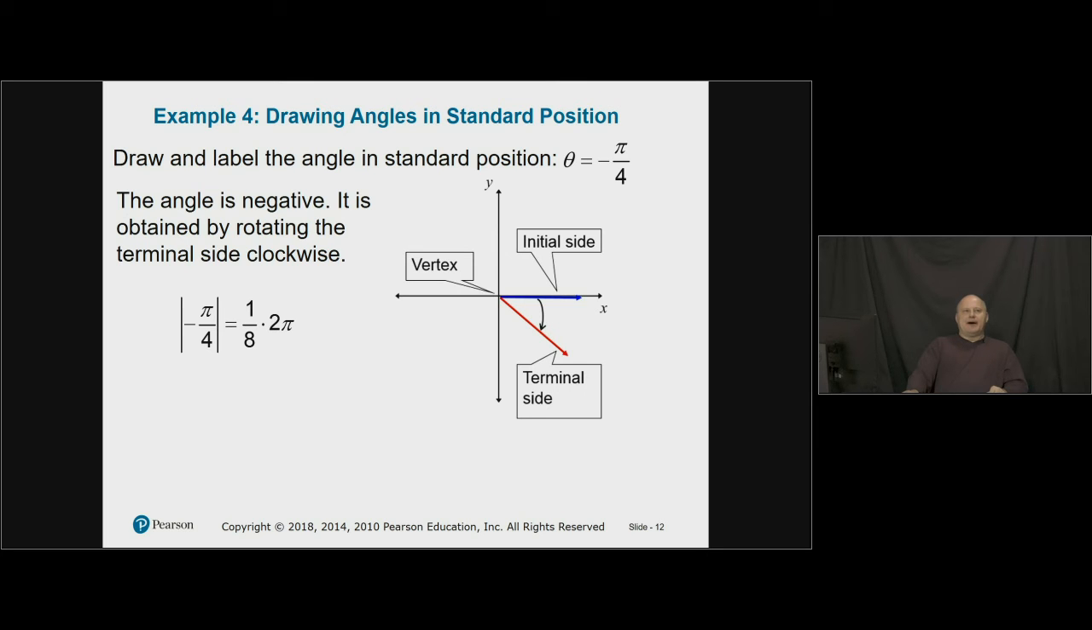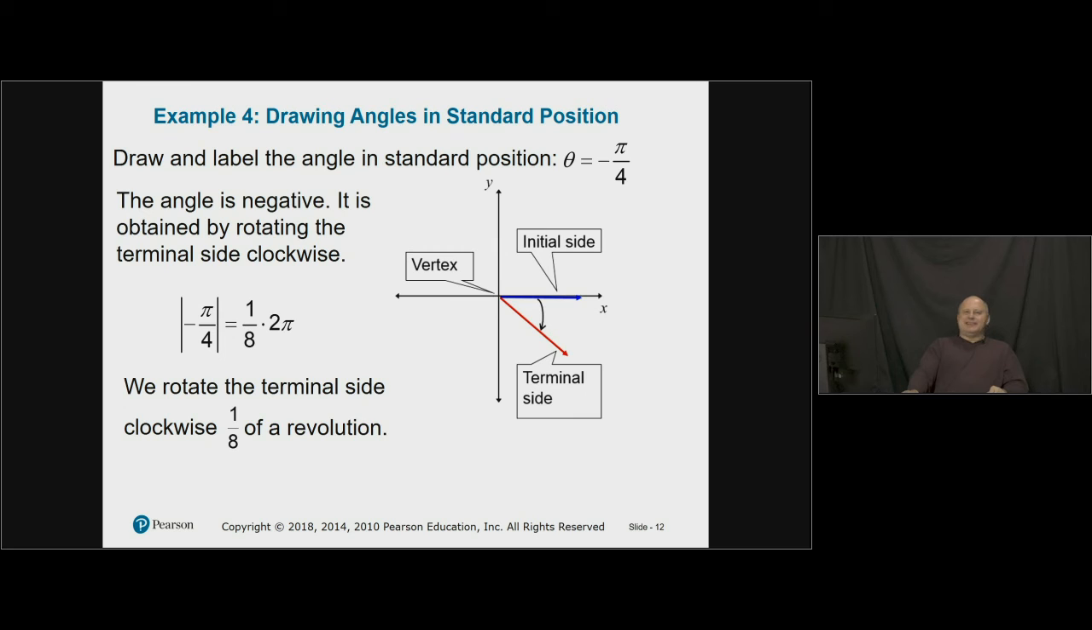Now negative pi over 4 is equal to 1/8 of 2 pi. Now what's 1/8 of 2, right? 1/8 times 2 is going to be 1/4. So that's going to be 1/8 of a revolution. So we rotate the terminal side 1/8 of a revolution, and that's exactly where the red should go. And that is the angle.